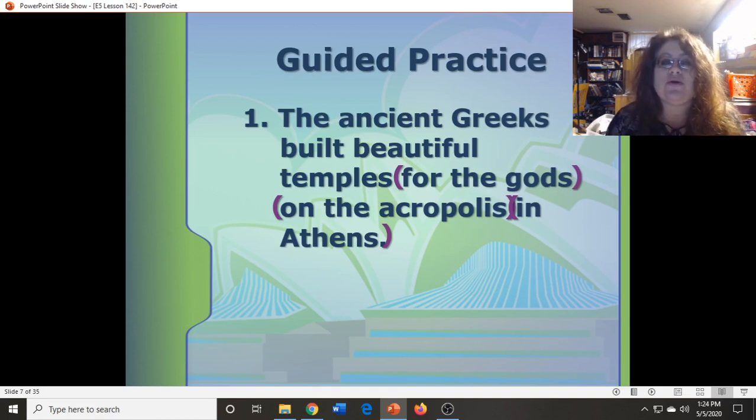Now the subject is who or what the sentence is about. Who is this sentence about? This sentence is about Greeks. Now, the and ancient are adjectives describing Greeks, but the simple subject is Greeks. Now, verbs can be either action or linking. In this sentence, we're going to look for an action verb. What action are the Greeks doing? And hopefully you see it. Greeks built. Okay, so that is how we're going to do each of these sentences.